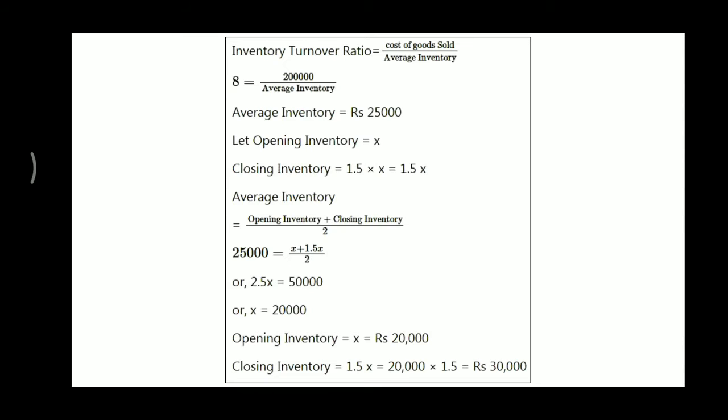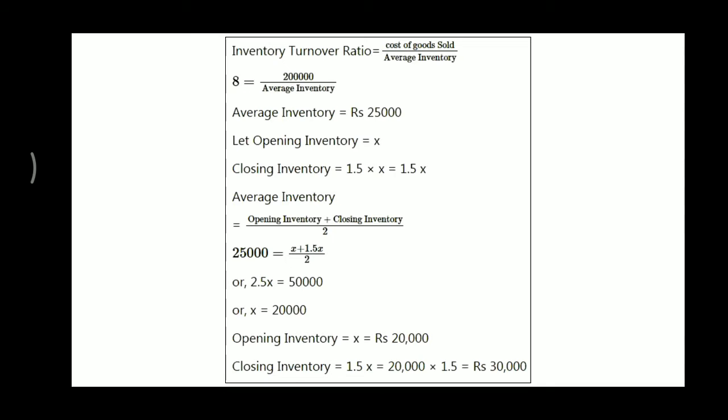Calculate inventory at the end of the year if inventory at the end of the year is 1.5 times that of the beginning. So first of all, information of COGS is given as 2 lakhs. ITR is given as 8 times, and what is given is that inventory at the end is 1.5 times that of the beginning. That is, the closing inventory is 1.5 times the opening inventory. That means if opening inventory is x, then closing inventory will be 1.5x. Okay, so now we start the solution of the question.